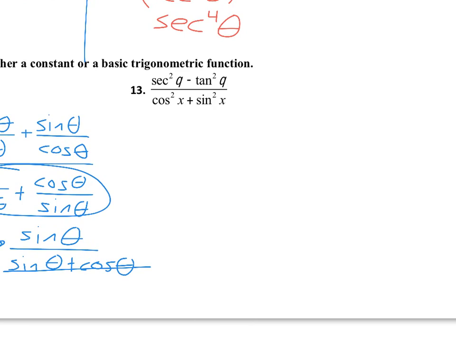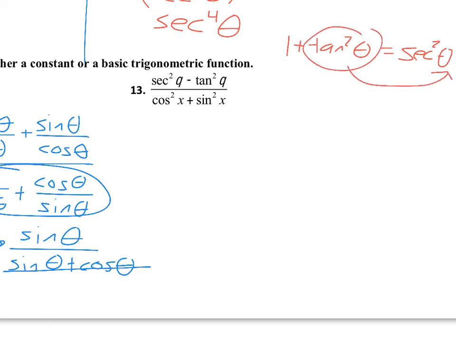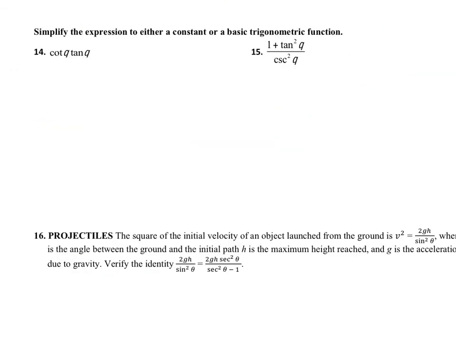Okay, for number 13, the numerator looks like a Pythagorean identity. I'll write that out. 1 plus tangent squared equals secant squared, with the tangent subtracted to the other side. So the numerator is 1. The denominator, that's our other Pythagorean identity, is also 1. So this was a quick problem. For number 14, cotangent and tangent are reciprocals of each other. So anytime you multiply reciprocals, you get 1.